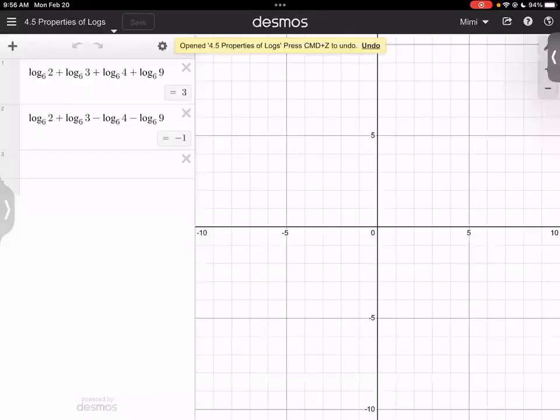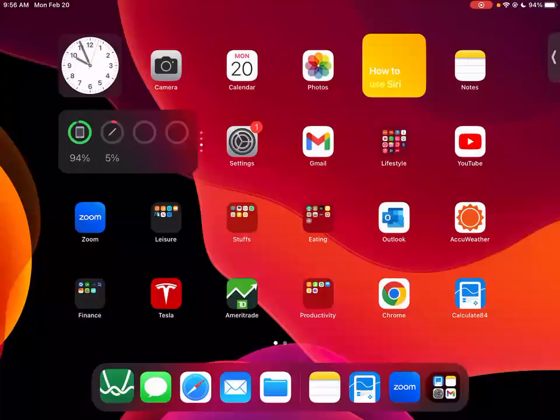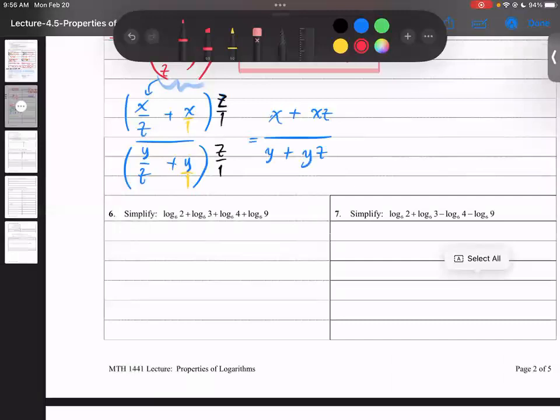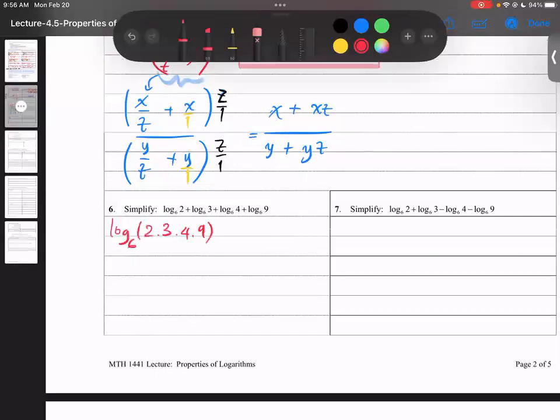Number 4.5. What did you get for the answer? Anyone, what did you get for the answer? Okay, very good. 3. So this is a product, right? So log base, and then you multiply all of them together, right? 2 times 3 times 4 times 9. Log base. Here, what I do, I see the bases. I want to cancel the bases, so this is what I do.